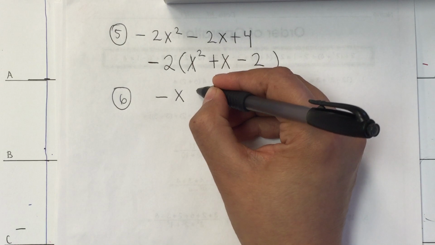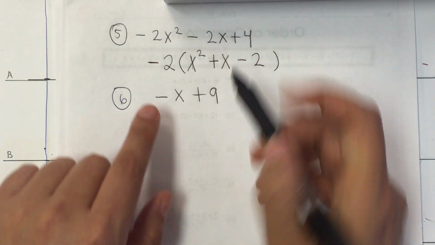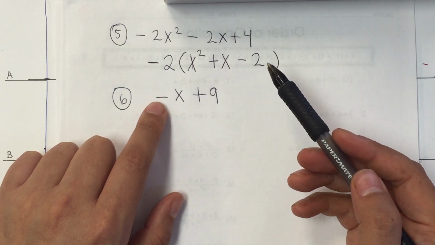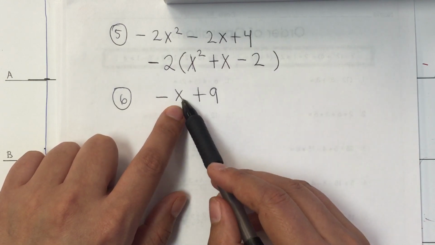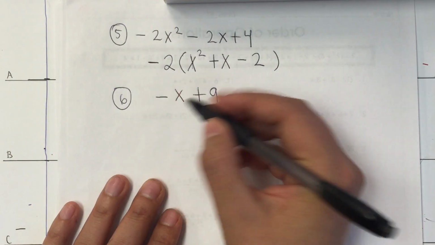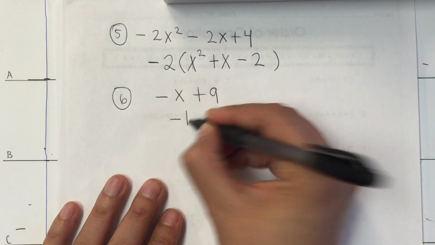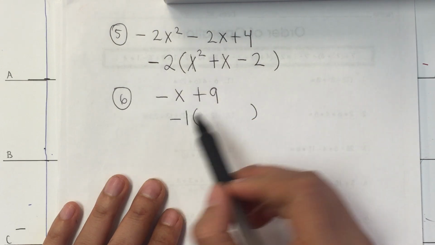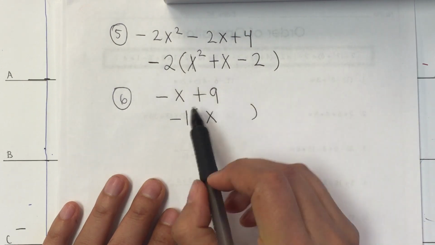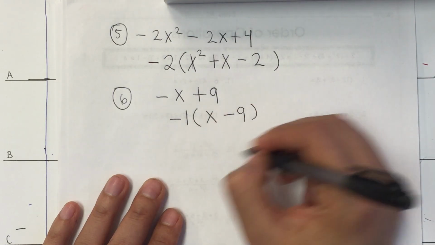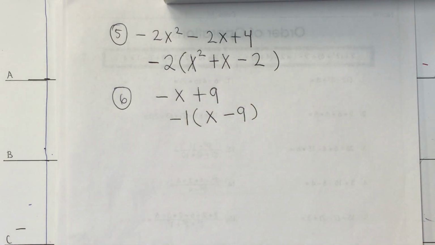Now, what if I have negative x plus 9? Well, the greatest common factor for the numbers is a 1. And this one has a variable, but this one doesn't. So just to get rid of that negative, I'm going to put negative 1 as my first factor. And I start: negative x divided by negative 1 is x. Positive 9 divided by negative 1 is negative 9. And that's it. So I hope this is helpful, and do 10.2.